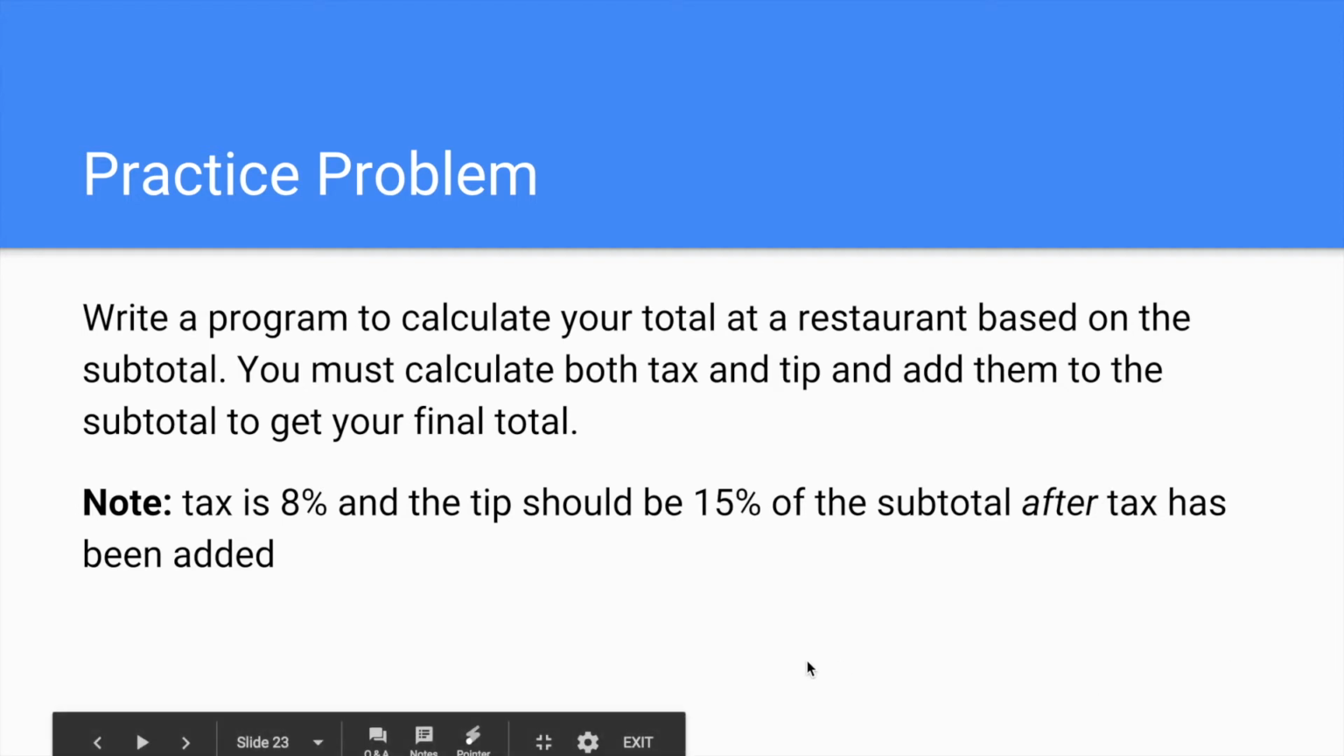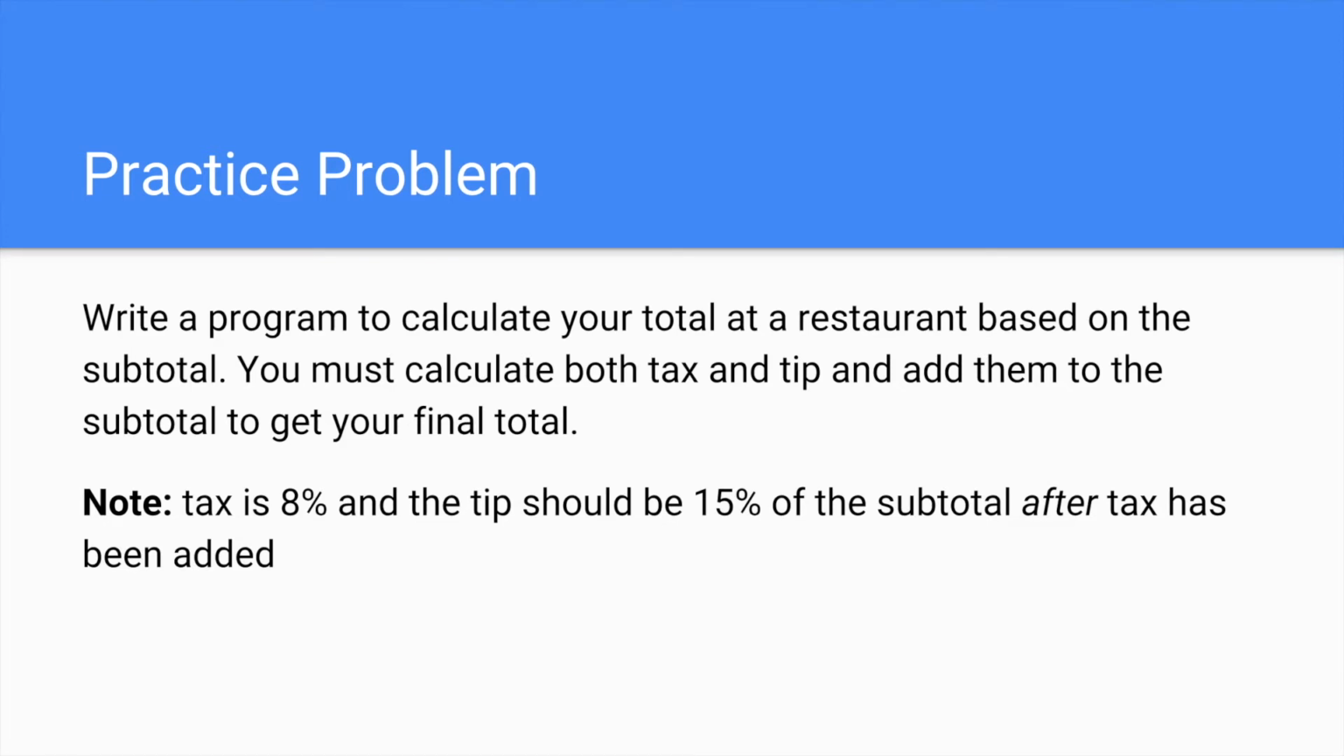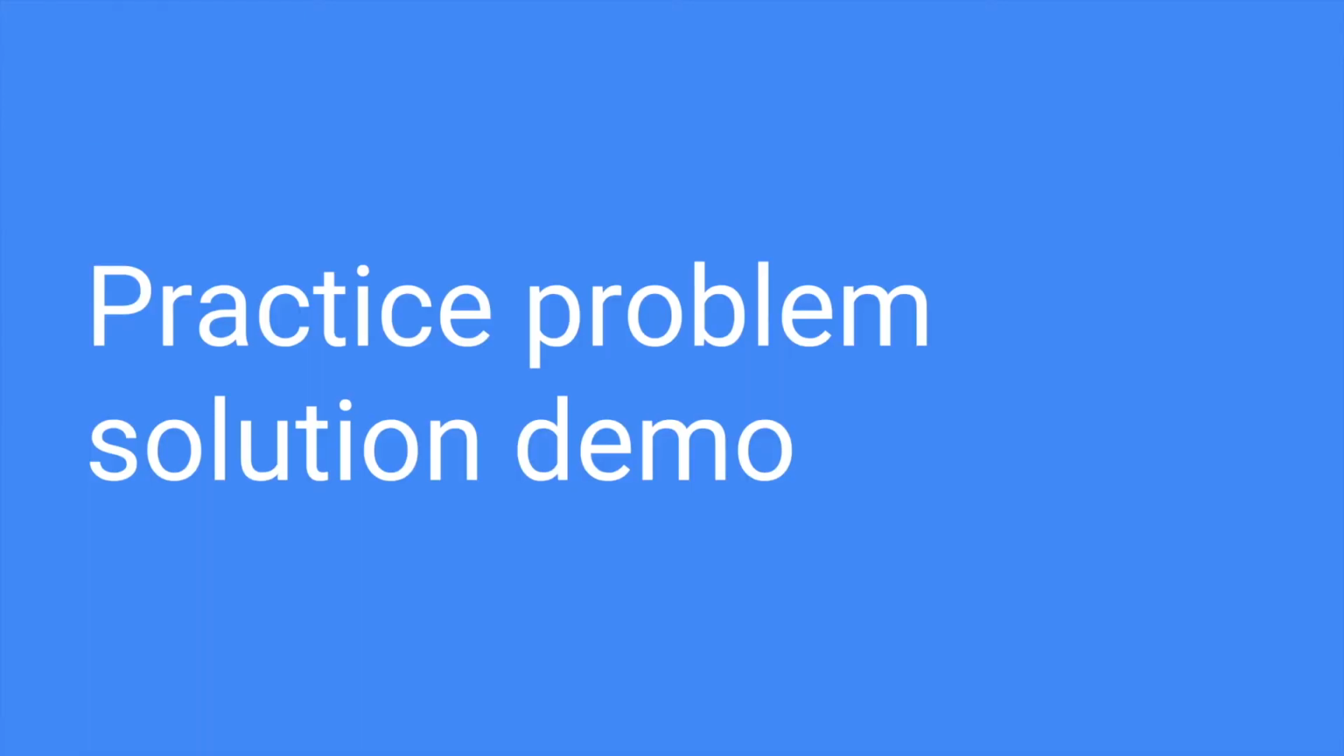So for a practice problem, what we're gonna do is write a program to calculate a total at a restaurant based on the subtotal. We're gonna have to calculate both tax and tip and add them to the subtotal to get your final total. So we're gonna say that tax is 8% and that the tip should be 15% of the subtotal after tax has been added. So we're going to do the practice problem.